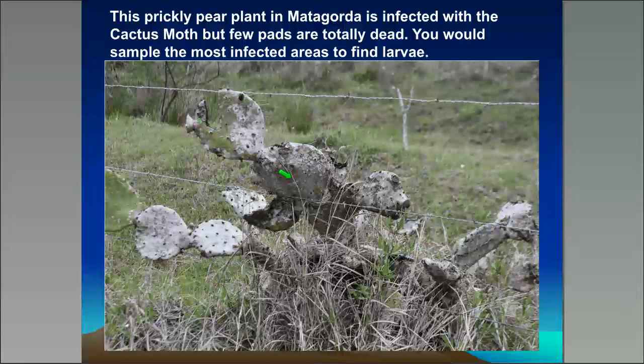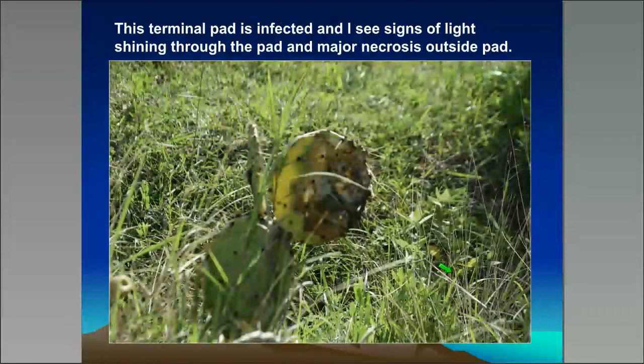So look at how the rest of the prickly pear pad has been or is currently infected with the cactus moth larvae, or pieces of the pad have actually already fallen off as they were hollowed out and they have fallen to the ground. So one thing I'm looking for is hollowed out prickly pear pads as a sign that the cactus moth may have been there.